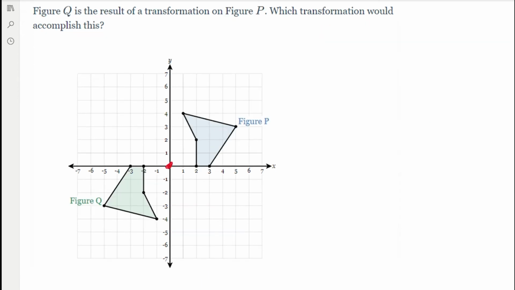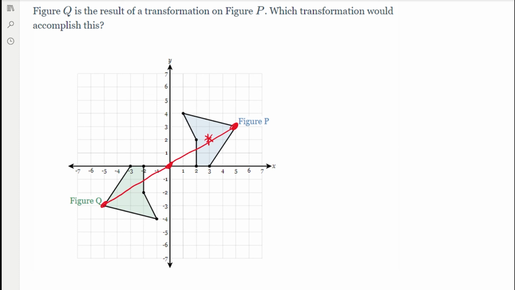You guys were right. It is 180 degrees. Which one is the original? Figure Q is the result, so figure P is the original. If I draw this to the center of rotation and then to the resulting point, yep, that's definitely 180 degrees. That's a straight line.